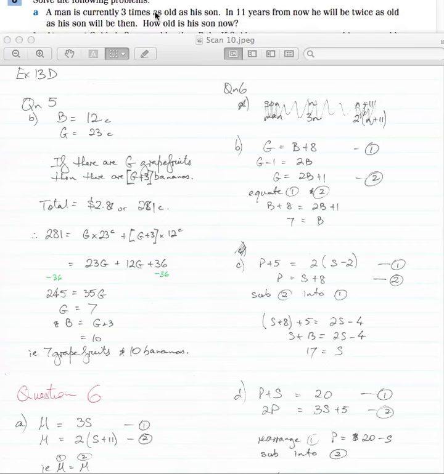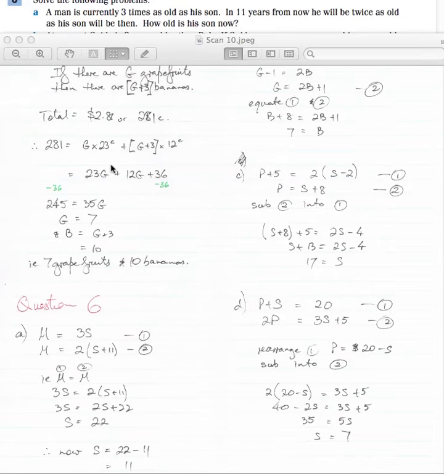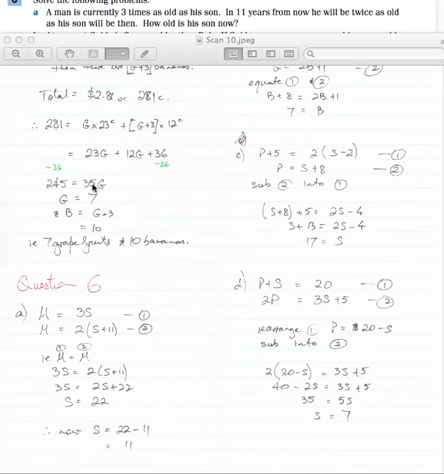I'm going to go straight now to example 6, question A. And this is looking at age. I'm going to scroll down here. Okay, so a man is currently 3 times as old as his son. Let's get this information down. Unlike question 1, where we're trying to get different variables, when it comes to ages, we're going to use different variables and then substitute. This is what we call simultaneous equations because we're going to try and solve these things at the same time.